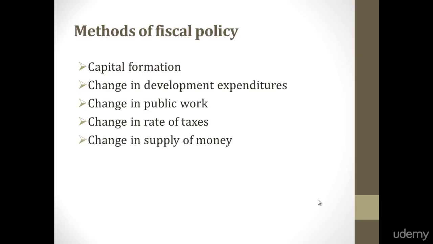Number 5 is change in supply of money. During the period of depression, the supply of money is increased for deficit financing in the country, which is necessary for the economic development of developing countries. Change in public loan. During the period of boom, loans are taken by the government to adjust the national budget. In case of depression, loans are provided by the government to the public to adjust the deficit budget.